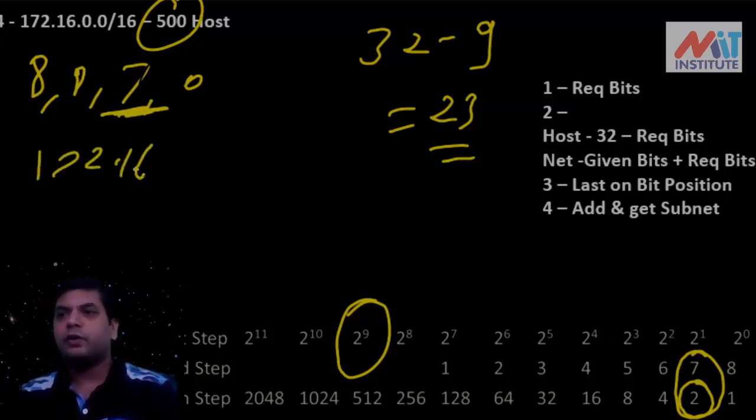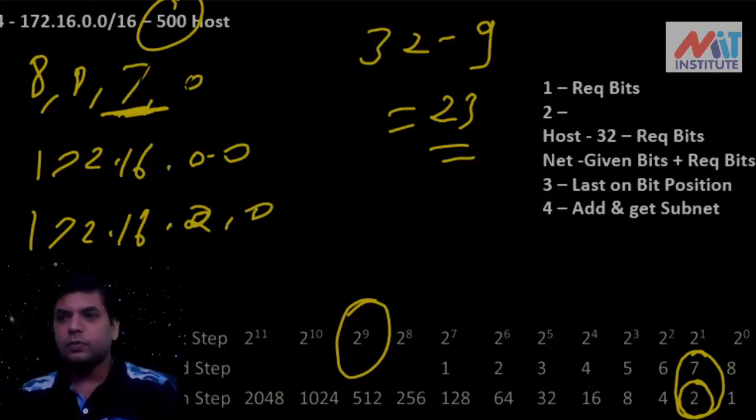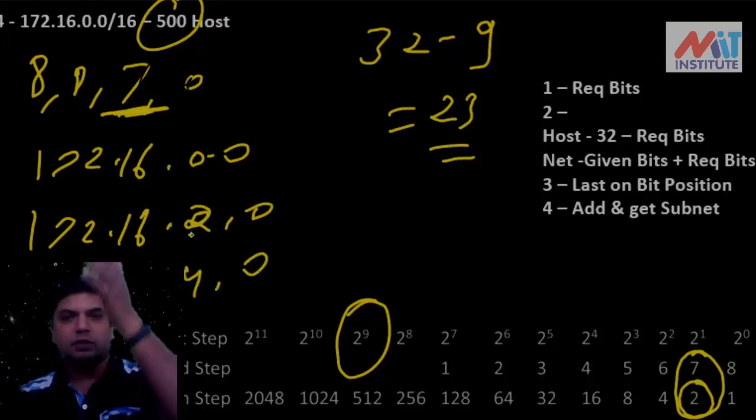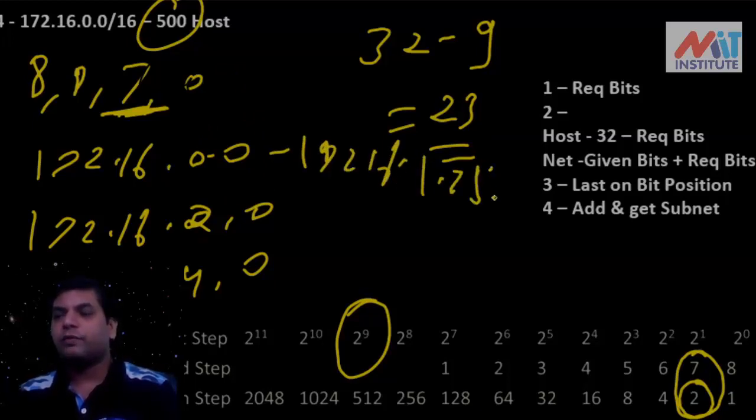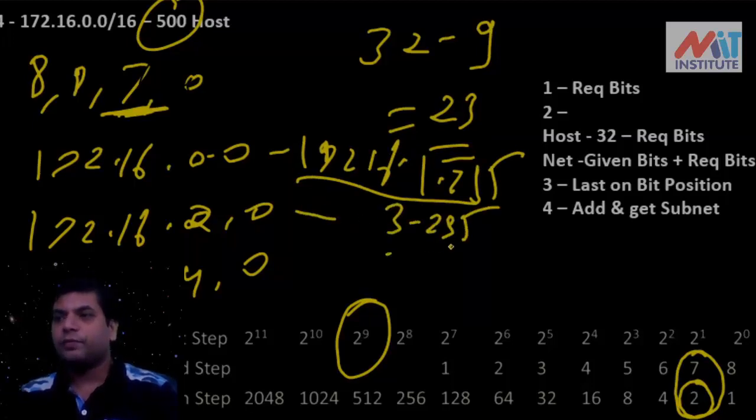So the networks are 172.16.0.0, 172.16.2.0, 172.16.4.0. Like this we can have subnets. And the broadcast IP for the first network will be 172.16.1.255, for the second network it will be 3.255. So this will be the broadcast ID.